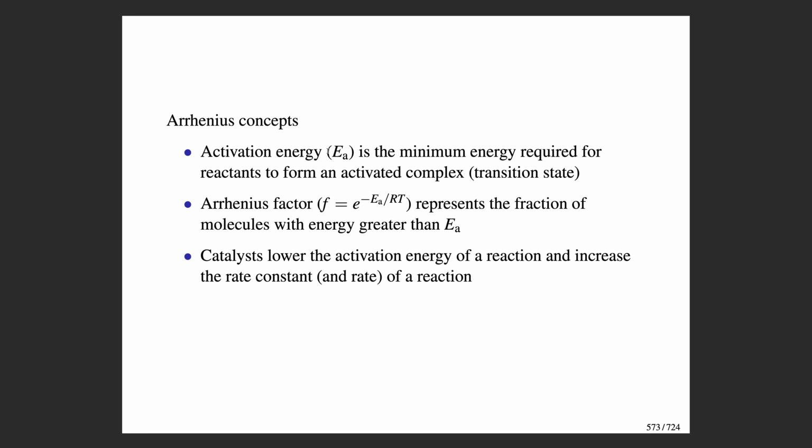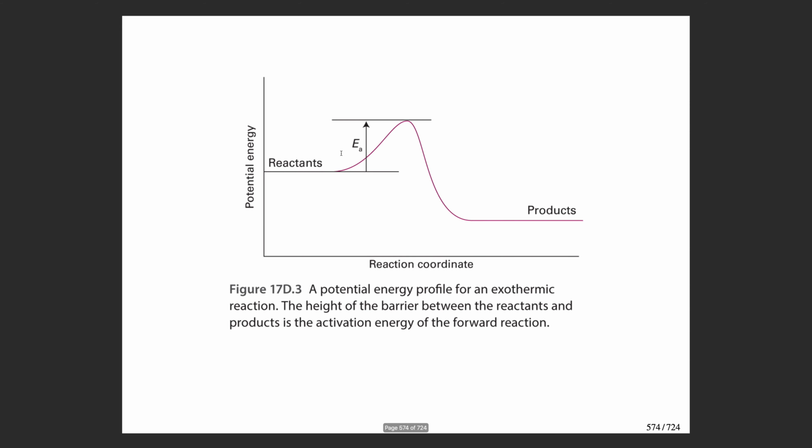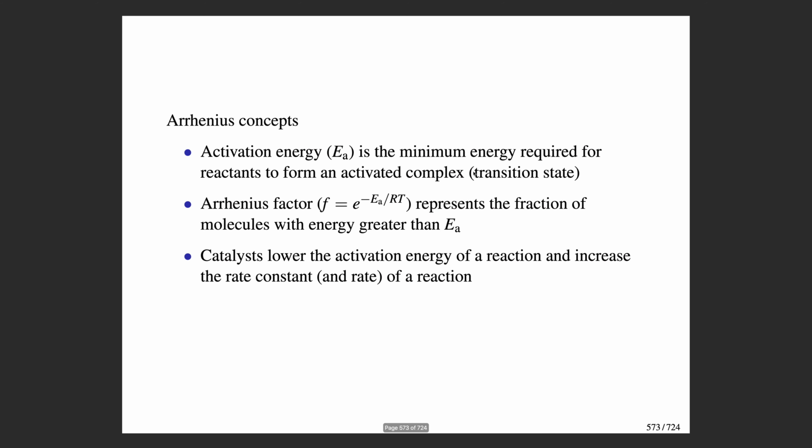Okay, so that's what EA represents. And the larger that activation energy, the harder it is to form the products. And so as a consequence of that, the smaller the rate constant. How does that work precisely? Well, it works due to this Arrhenius factor. This is the factor within the Arrhenius equation. It's called the Arrhenius factor.